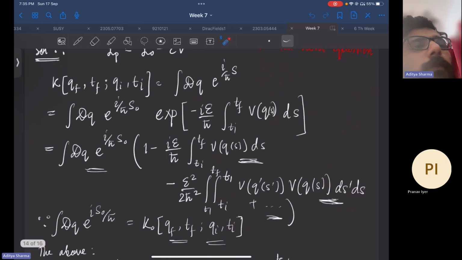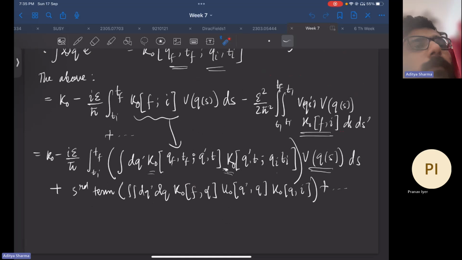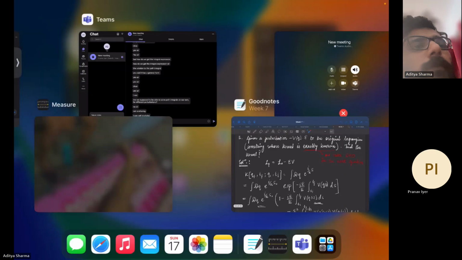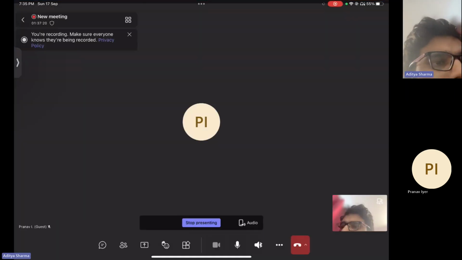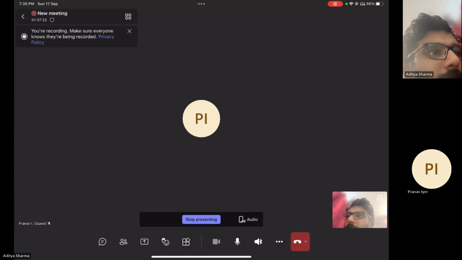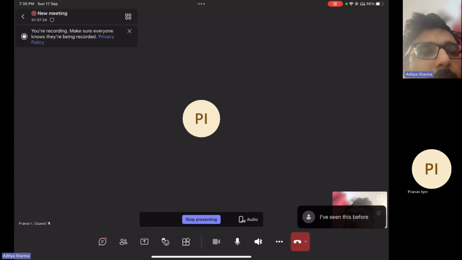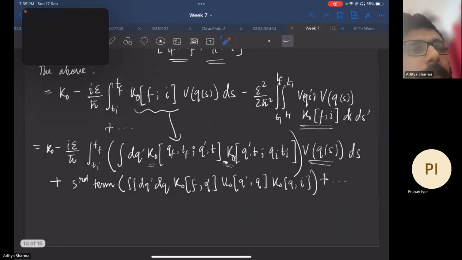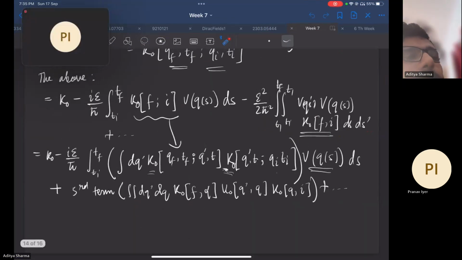Now let us consider the second term, this term. Consider this term. Hey, are you able to follow this? Because I feel I'm going a bit fast since you don't have much knowledge about it. You've seen this before. Okay, this is correct. So you're going to get this. Okay.